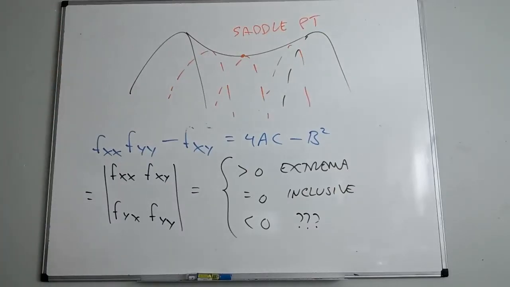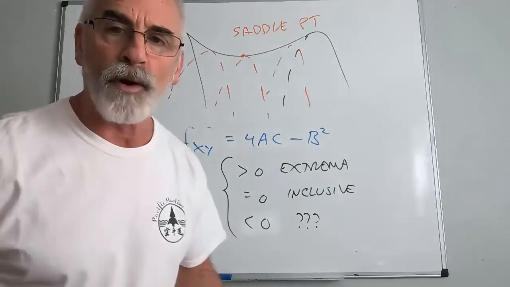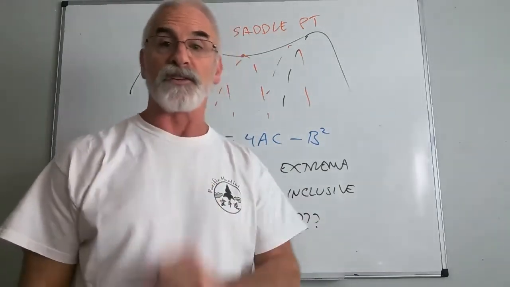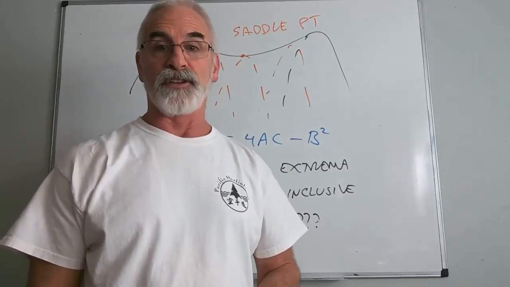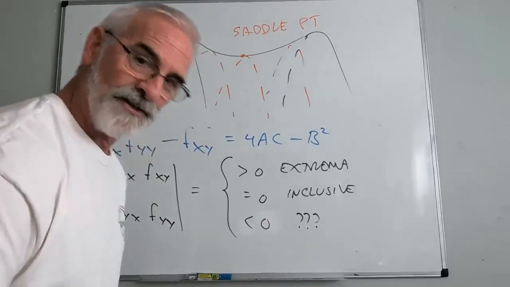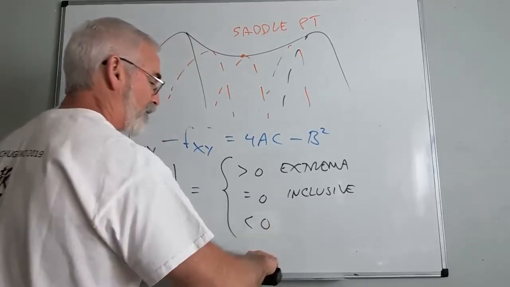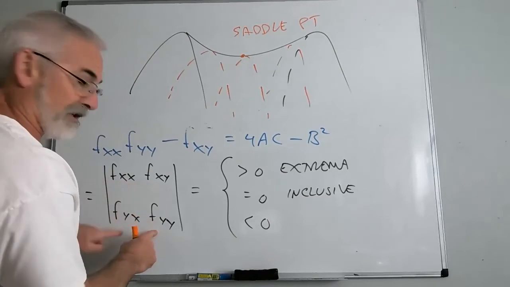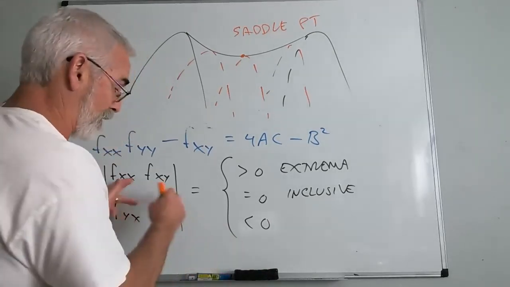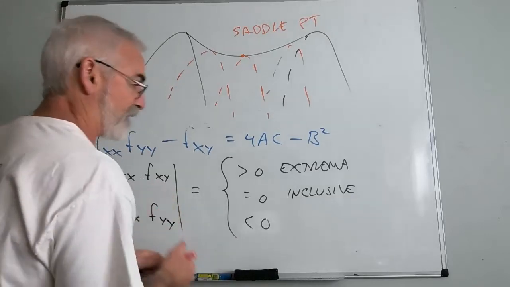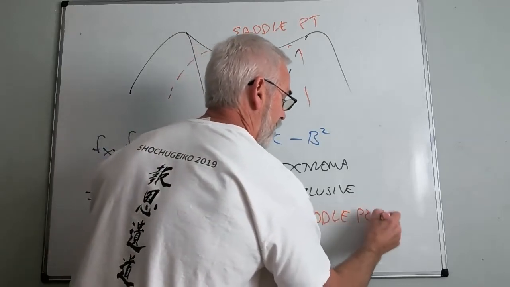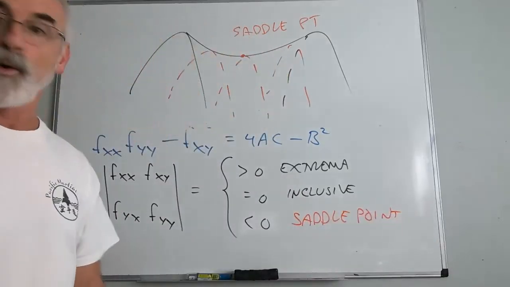A saddle point is confounding because from one point of view, it can be a maximum, but from a different point of view, it can be a minimum. Therefore, it's neither one. When your Hessian is negative, the ordered pair that produces it, by the way, these are scalars, these are not functions. You've already evaluated them at your critical points. When the Hessian is negative, you have a saddle point. And a saddle point is not an extrema.